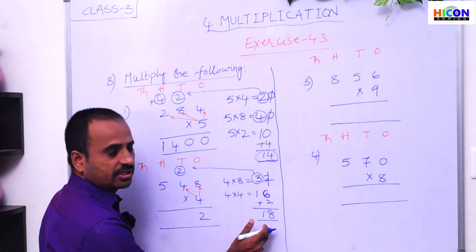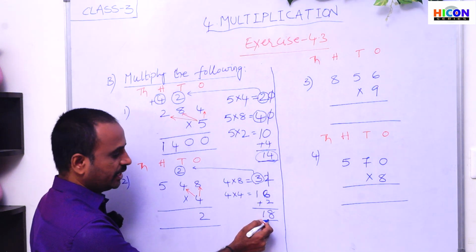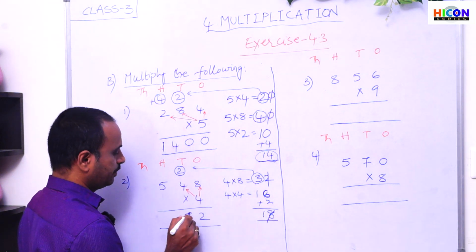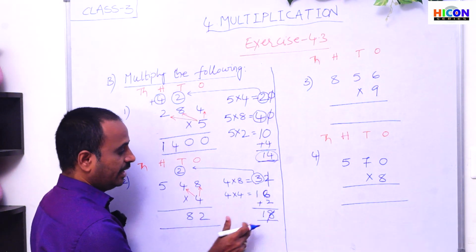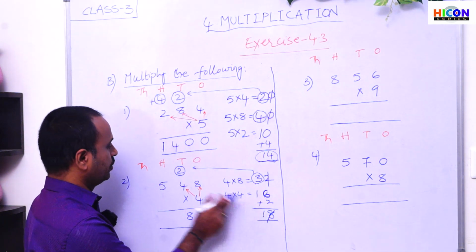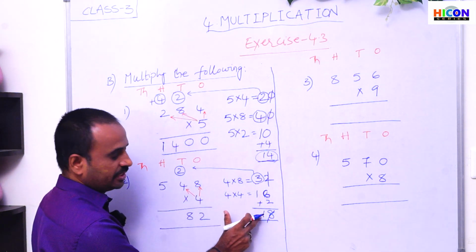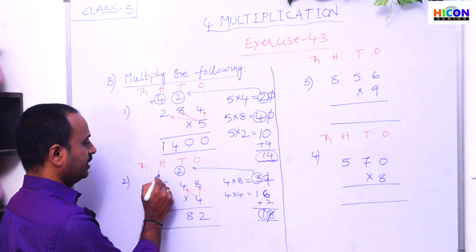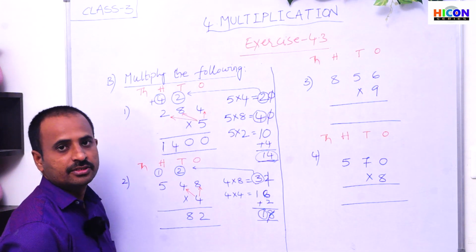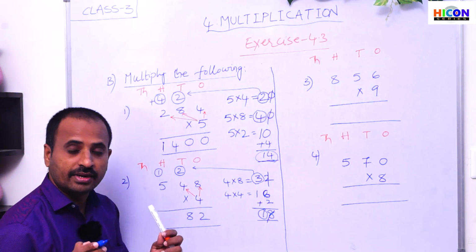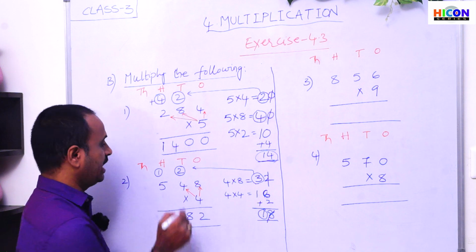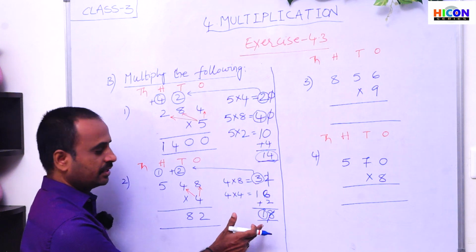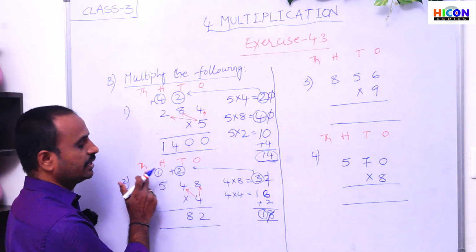Here 18 is a 2-digit number. Write the last digit. What is the last digit here? 8. So write 8 under tens place, and carry the first digit to the next place. What is the first digit here? 1. So carry this 1 to the next place, that is hundreds place. Children, do you understand? We have to carry, that means we have to add this carried number to the product. Here 1 is the first digit, carry the first digit to the hundreds place.